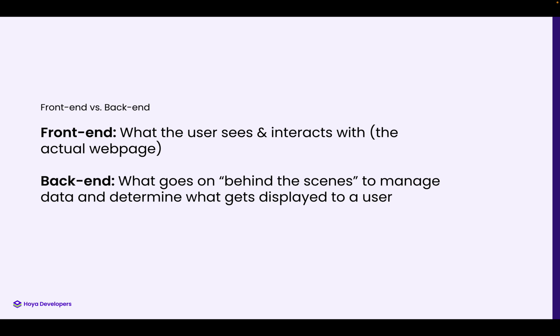Whereas the back end, it's called back end for a reason, it's what goes on behind the scenes, right? So you're writing server code. This is what's determining what gets displayed to a user, managing data, potentially running different algorithms. That's the difference between the front end and the back end. So front end is directly what a user sees and interacts with. A back end is what the user doesn't see that determines what they do see.